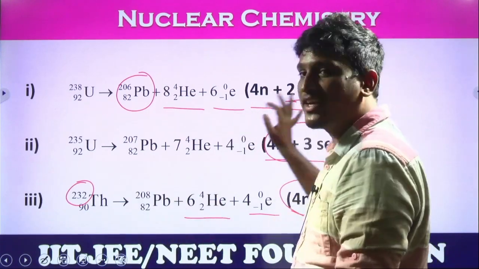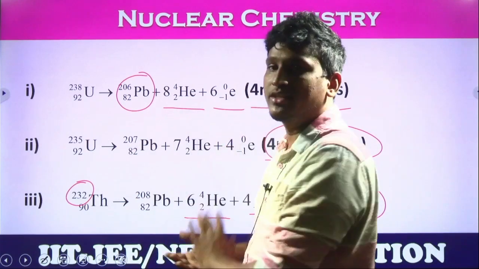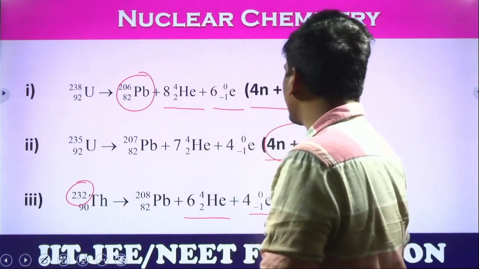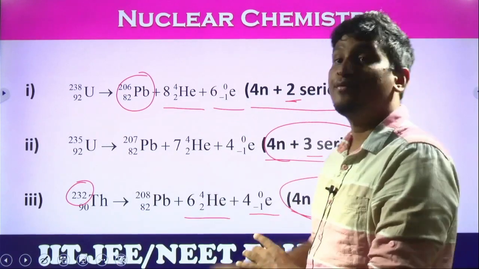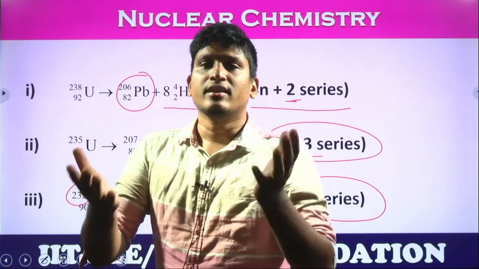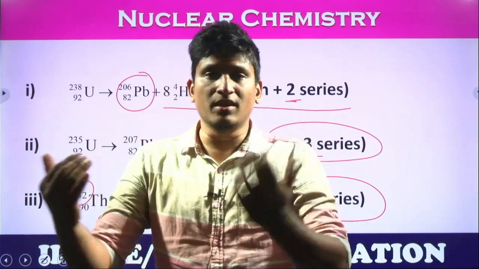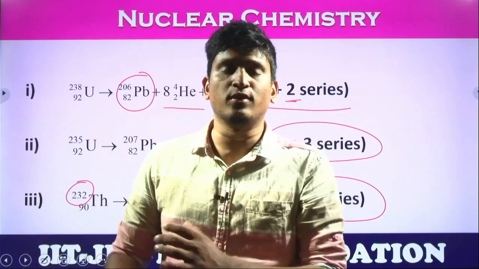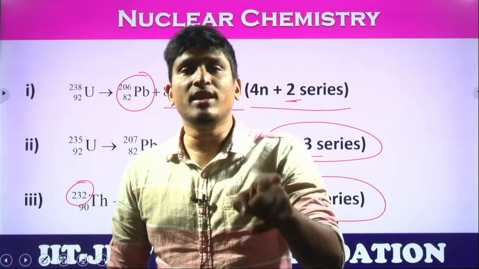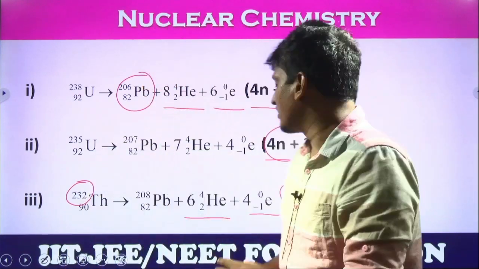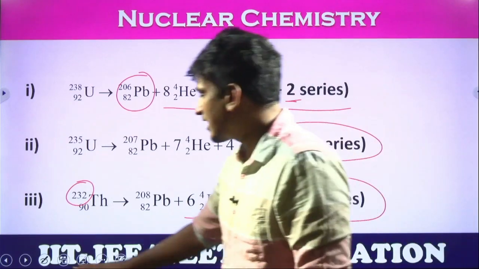What does the number 2 indicate? The remainder in this division. So 235 divided by 4, here the remainder is 3. That's why it's the 4n+3 series. If the remainder is 1 when it is divided by 4, then that series is called the 4n+1 series. If it is completely divisible, then it is the 4n series. Understood? Got the clarity, students?